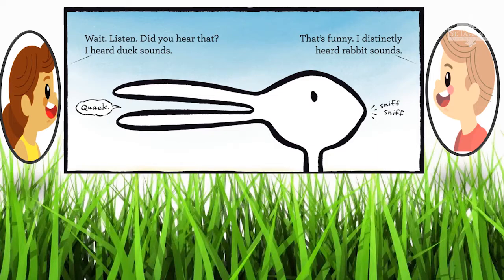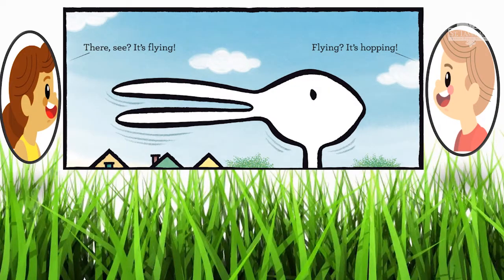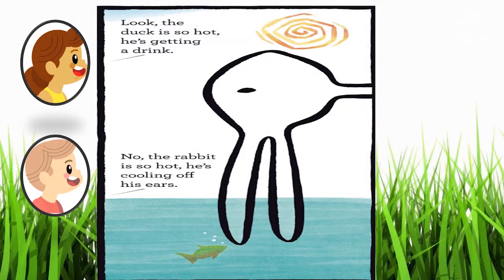Wait, listen. Did you hear that? I heard a duck sound. Quack. That's funny. I distinctly heard a rabbit sound. Sniff, sniff. Now the duck is wading through the swamp. No. The rabbit is hiding in the tall grass. There, see, it's flying. Flying? It's hopping. Look, the duck is so hot, he's getting a drink. No, the rabbit is so hot, he's cooling off his ears.